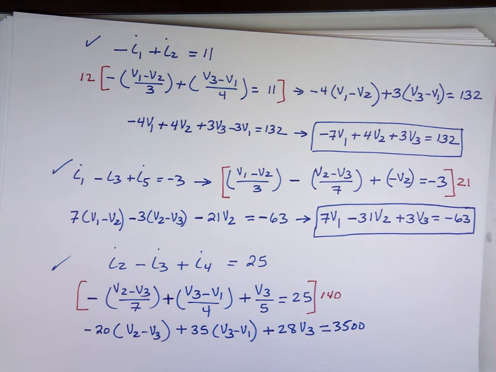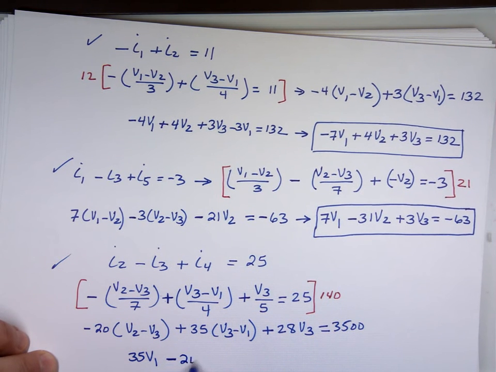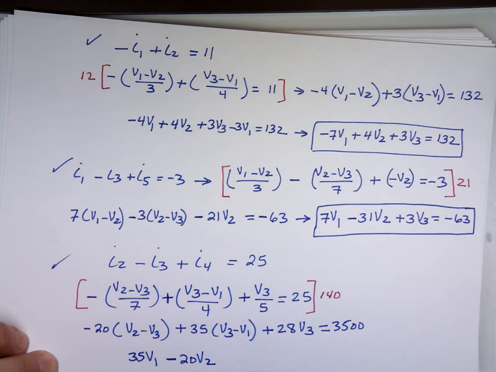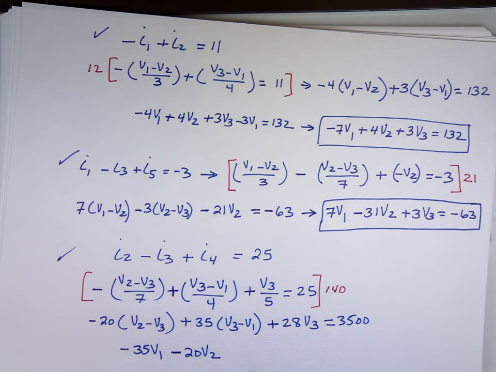So let's collect like terms. 35 V1. How about V2? Looks like negative 20, right? Negative 35 V1. Negative, yes, thank you, Jordan. I think no, it's positive, right? Negative 20. 35 times negative. Oh, no, I was looking at V3. I'm stupid. Okay. So let's get to V3 now.